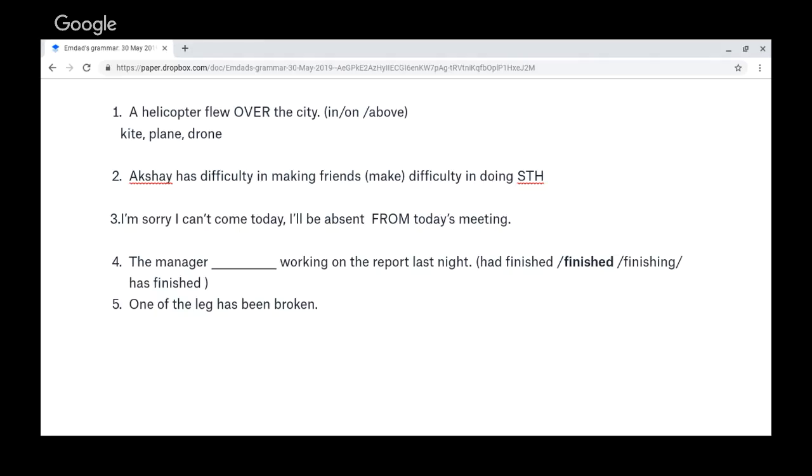Has broken. Has been broken. What if it is someone who actually broke it? So this is passive, isn't it? The mistake is not there. The mistake is somewhere else.